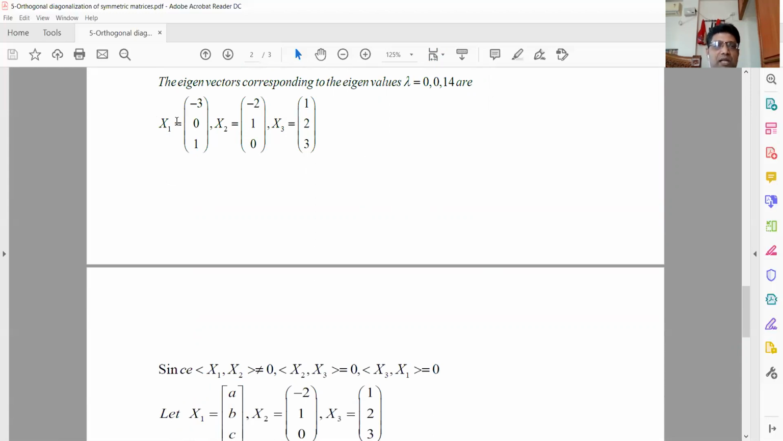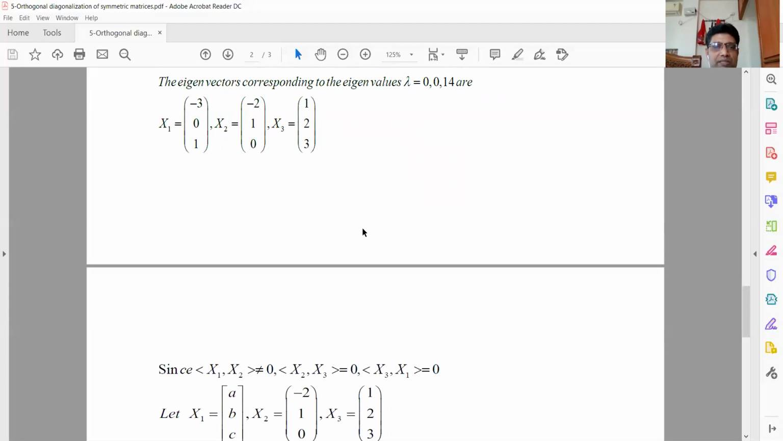So let us check x1, x2 whether these two are orthogonal or not. Clearly minus 3 into minus 2 is plus 6, 0 into 1 is 0, 1 into 0 is 0. So this is 6, which clearly is not equal to 0. If it is equal to 0, no problem. Next, x2, x3, if you check it, clearly it is equal to 0. Next, if I check x1 and x3, clearly it is 0. So the only problem is coming with x1 and x2.